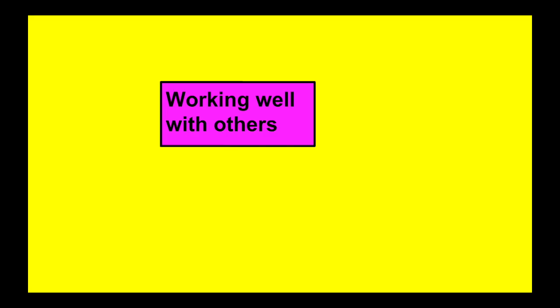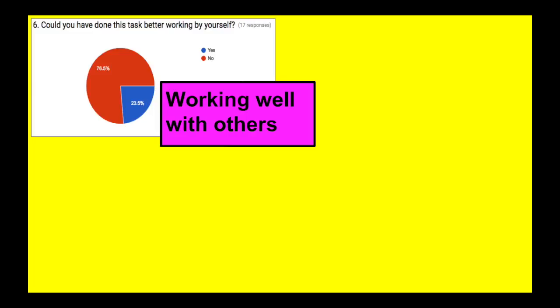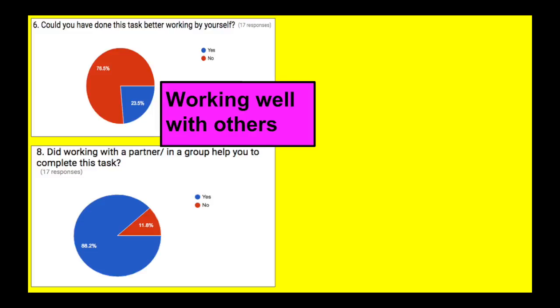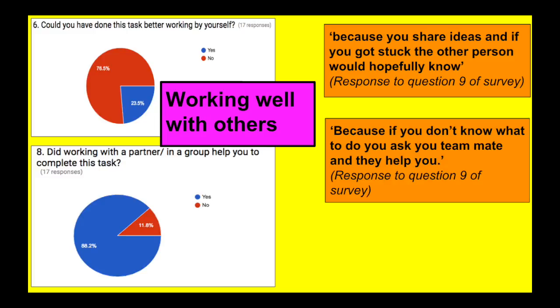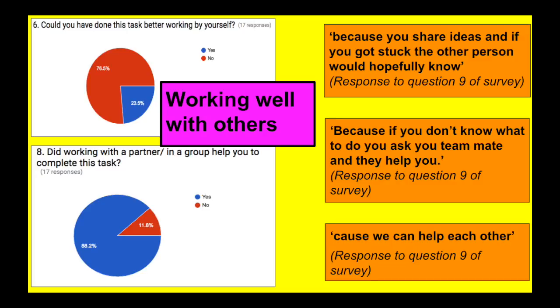The responses to questions 6 and 8 of the survey suggest that establishing interdependent knowledge and shifting the locus of control seemed to work well for most students, as over 70% felt that they could not have done the task better by themselves, and 88.2% felt that working with a partner or in a group helped them. Question 9 asks for their reasons, and these are some of them. Because you share ideas, and if you get stuck, the other person would hopefully know. Because if you don't know what to do, you ask your teammate, and they help you. Of course, we can help each other.